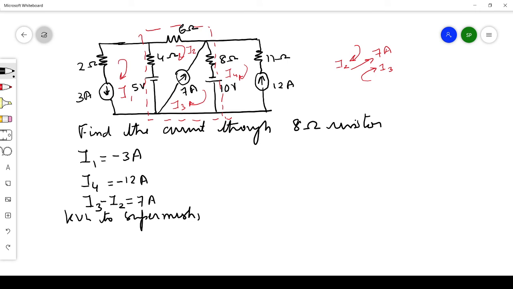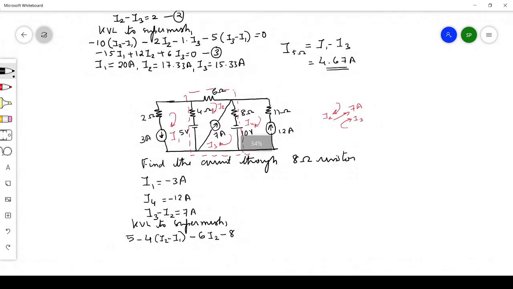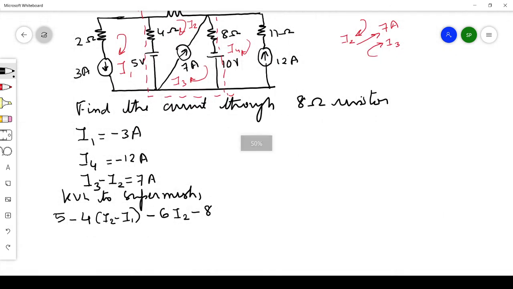Writing that out: 5 minus 4 into the current flowing through the 4 ohm resistor, which is I2 minus I1, clear from the diagram. The current flowing through the 6 ohm resistor is I2 alone, so minus 6 I2. We are just adding the drops. Then minus 8 into the current flowing through the 8 ohm resistor, which is the difference between I3 and I4, so 8 into I3 minus I4.